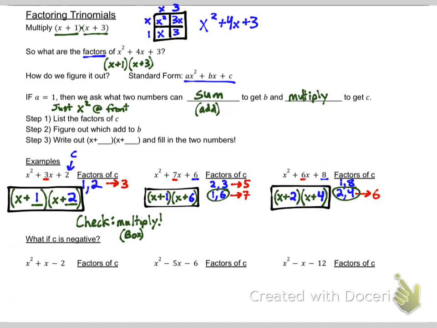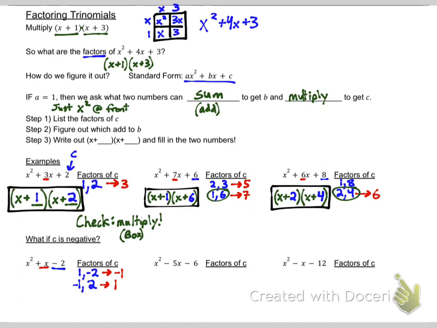All right, well, what if c is negative? Notice here we have negative 2. What multiplies to get negative 2? Well, there's 1 and negative 2, or negative 1 and positive 2. So you have to be aware of both of those sets of factors. Notice there's a nice symmetry to it, though, so you can always switch which one's negative and figure them both out. These add up to negative 1, and the second set add up to 1.